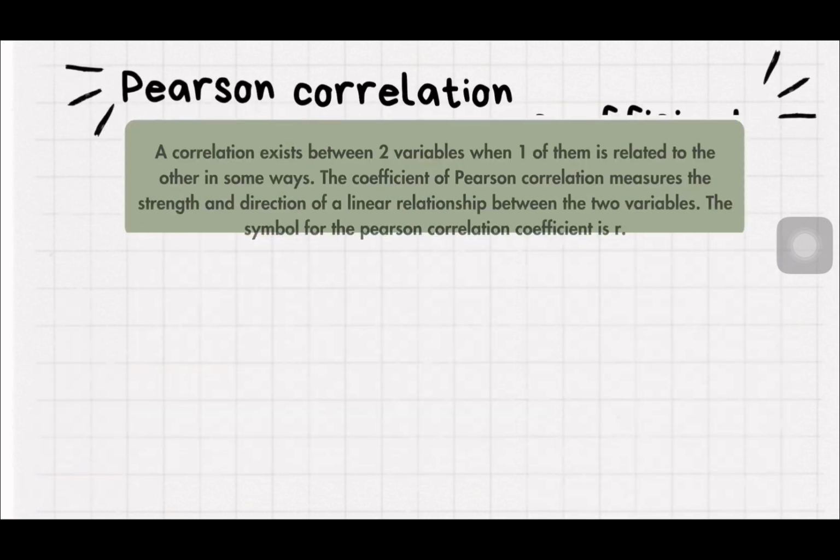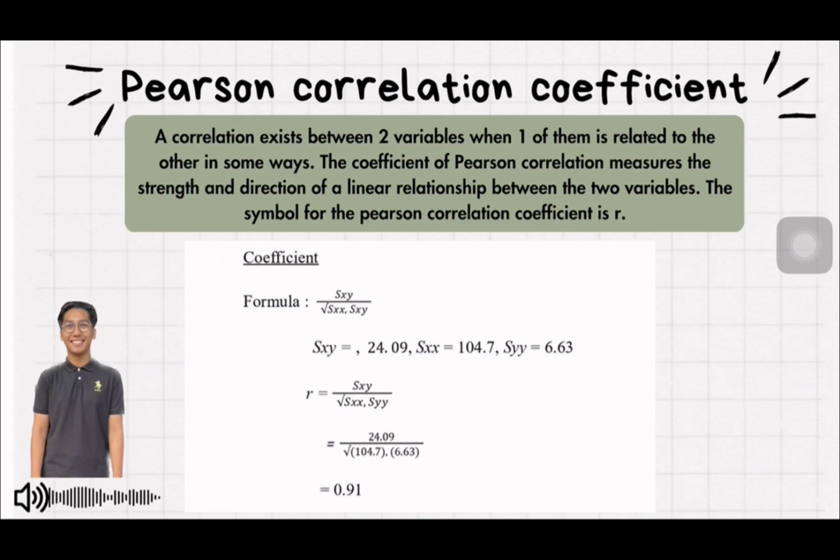We move on to the coefficient. We use the formula Sxy divided by square root of Sxx times Syy. We know the value of Sxy equals 24.09, and Sxx equals 104.7, and the last one is Syy equals 6.63. So r equals Sxy divided by square root of Sxx times Syy, equals 24.09 divided by square root of 104.7 times 6.63, and we got 0.91.